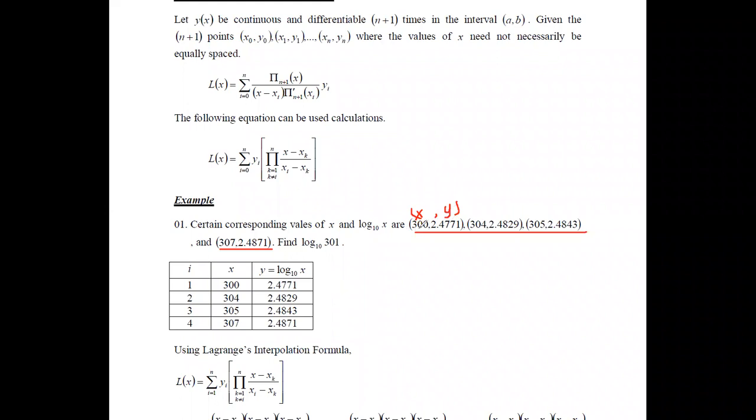Now you can see that the x values are tabulated as 300, 304, 305, and 307. If you look at the differences, the space between any two consecutive values: the difference between the first two is 4, the next is 1, and the next is 2. Therefore, you can see that the differences are not equal. The differences are 4, 1, and 2.